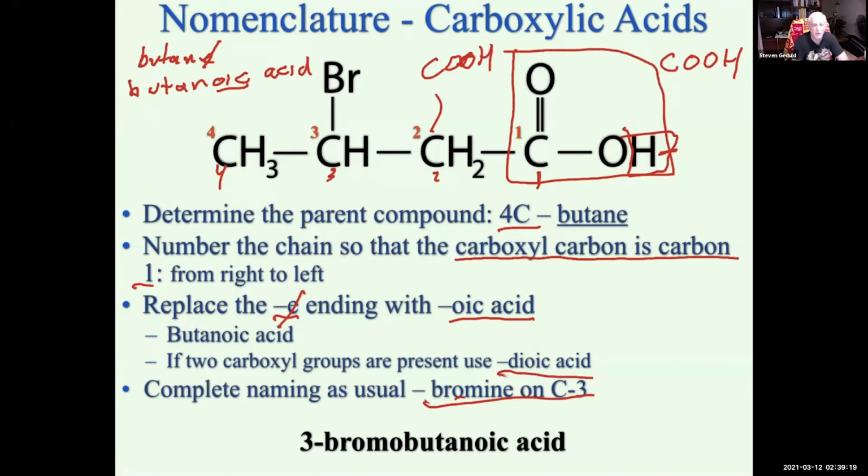But that was a great point she brought out: you can have a third one attached, but then it's not a carboxylic acid. It's a carboxyl group, because a carboxylic acid has to have the carboxyl group on the main carbon chain. Perfect.